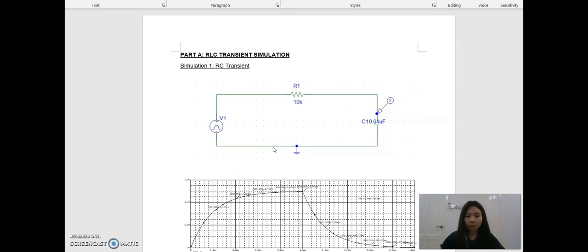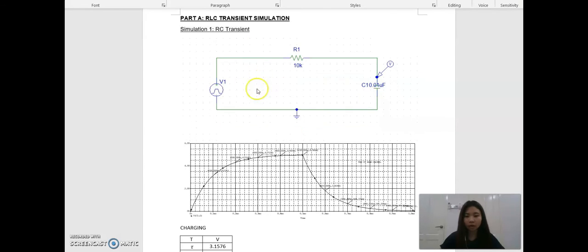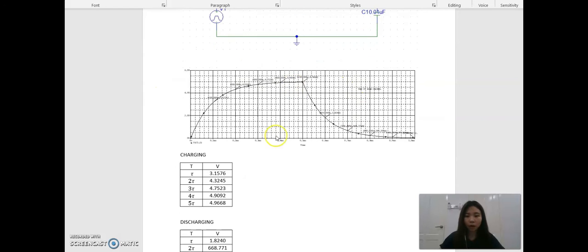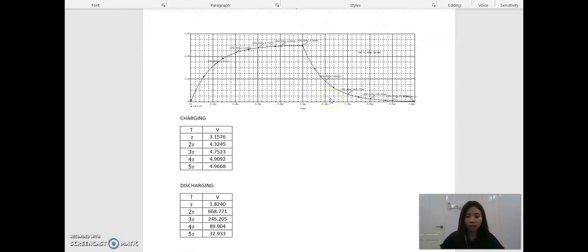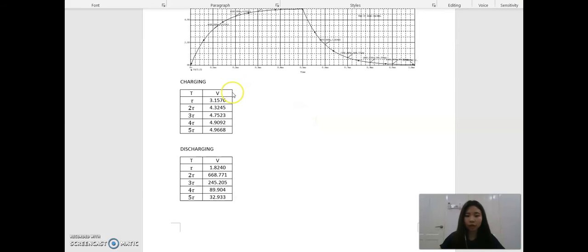Today I'm going to explain part A, which is RLC transient simulation. In this part, there are 3 simulations. For simulation 1, which is RLC transient, because it's RLC transient, it only has a capacitor in this circuit. The graph is what I get from this circuit. In this simulation, it needs to find the charging values and discharging values.